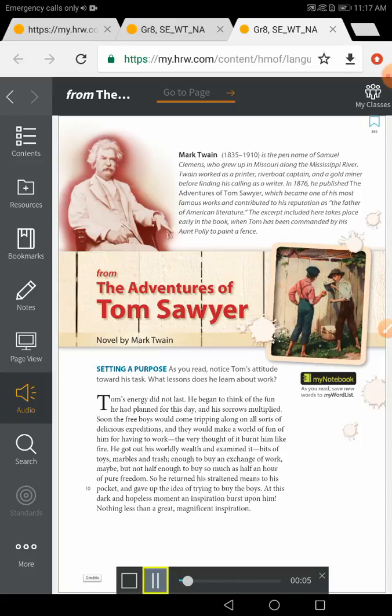From The Adventures of Tom Sawyer, novel by Mark Twain. Tom's energy did not last. He began to think of the fun he had planned for this day, and his sorrows multiplied. Soon the free boys would come tripping along on all sorts of delicious expeditions, and they would make a world of fun of him for having to work. The very thought of it burnt him like fire. He got out his worldly wealth and examined it. Bits of toys, marbles, and trash. Enough to buy an exchange of work, maybe, but not half enough to buy so much as half an hour of pure freedom. So he returned his straight end means to his pocket, and gave up the idea of trying to buy the boys. At this dark and hopeless moment, an inspiration burst upon him. Nothing less than a great, magnificent inspiration.